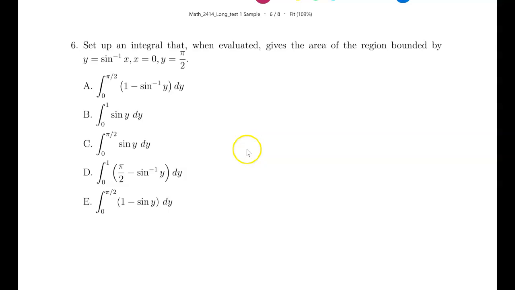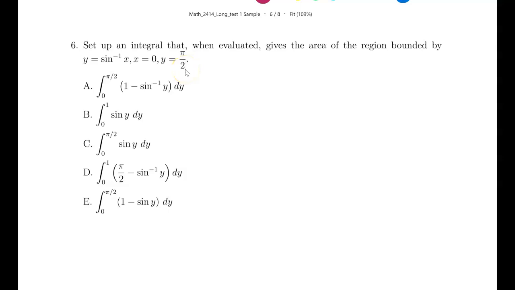Now let's proceed to the next number. Set up an integral which, when evaluated, gives the area of the region bounded by y equal to sine inverse of x, x equals 0, and y is equal to pi over 2.